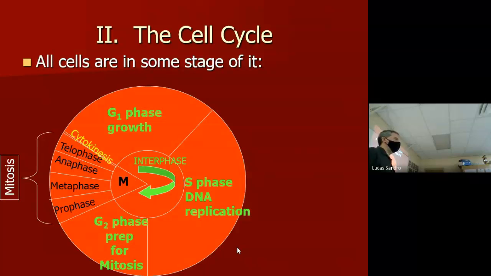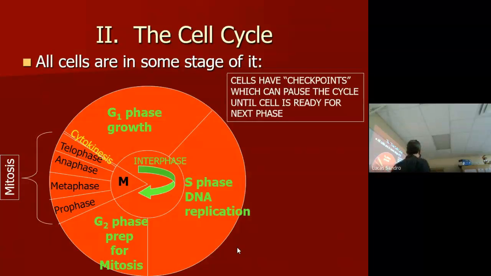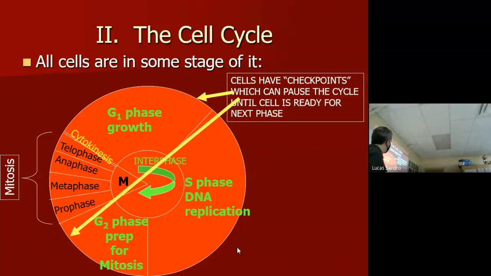And it turns out there's actually a few places where a cell has to pass checkpoints to go on. Otherwise, it's going to hang up in one of these phases. It's going to stick in one of these phases and just do what its normal job is. These checkpoints are in 3 different spots. There's one at the end of G1, there's one at the end of G2, and there's one at the end of M.